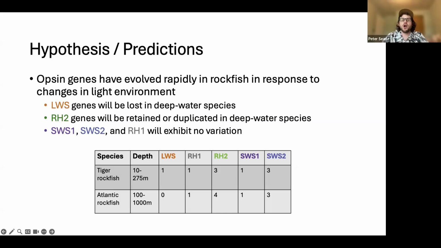However, as the two rockfish represented here are really distantly related, if we were to pull up a phylogeny, they're very separate from each other. It really suggests that there might not be any variation in these genes. Hence my prediction that there's no variation. And then for RH1, the rod, it was recently shown that it can show variation in very, very deep water species, but it seems like this is the exception to the rule. So for now, I don't expect there to be any variation in that gene either.